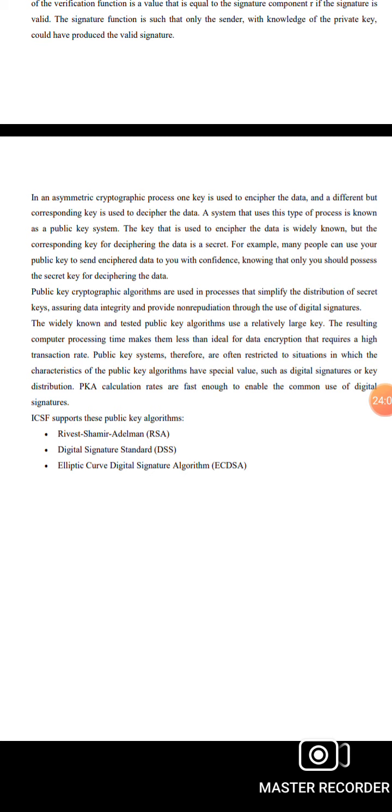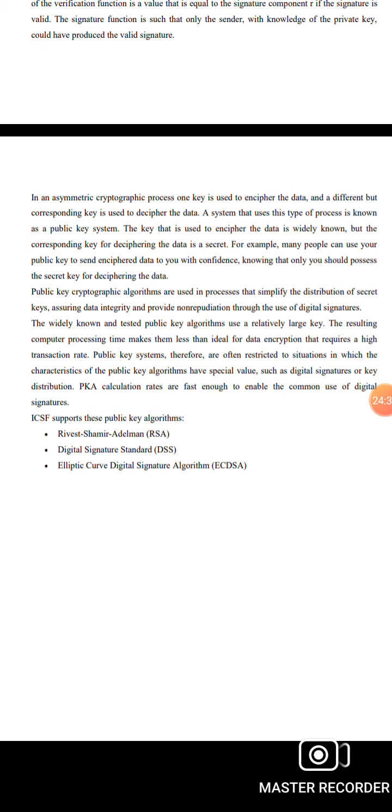Public key cryptographic algorithms use a process that simplifies the distribution of the secret key, assures data integrity, and provides non-repudiation through the use of digital signatures. Public key systems are often restricted to special situations. The characteristics of public key algorithms: special value for digital signature and key distribution. The public key calculations are fast enough to enable the use of digital signatures.